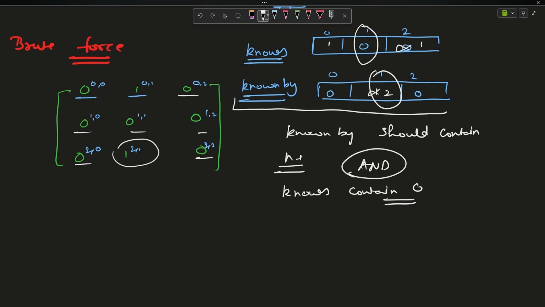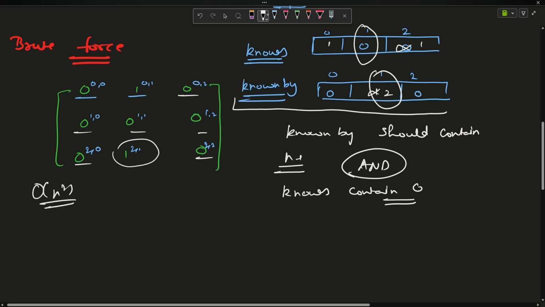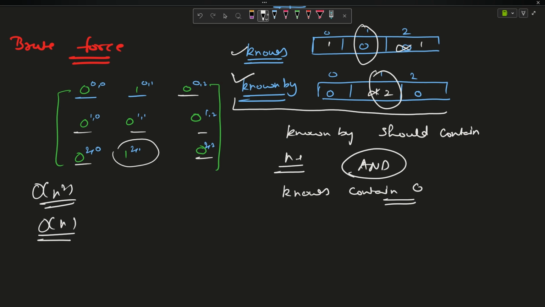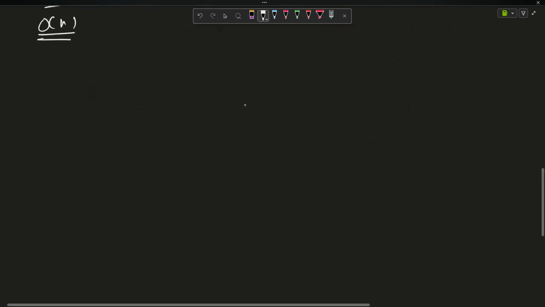So this is the case. But what is the time complexity? You are going O of n square to traverse all the relations and maintaining O of n space for knows and known by, right? That is not optimized. It is a good time complexity and good space complexity, but try to optimize it. Let us try to optimize it. That's what you are here for, right?